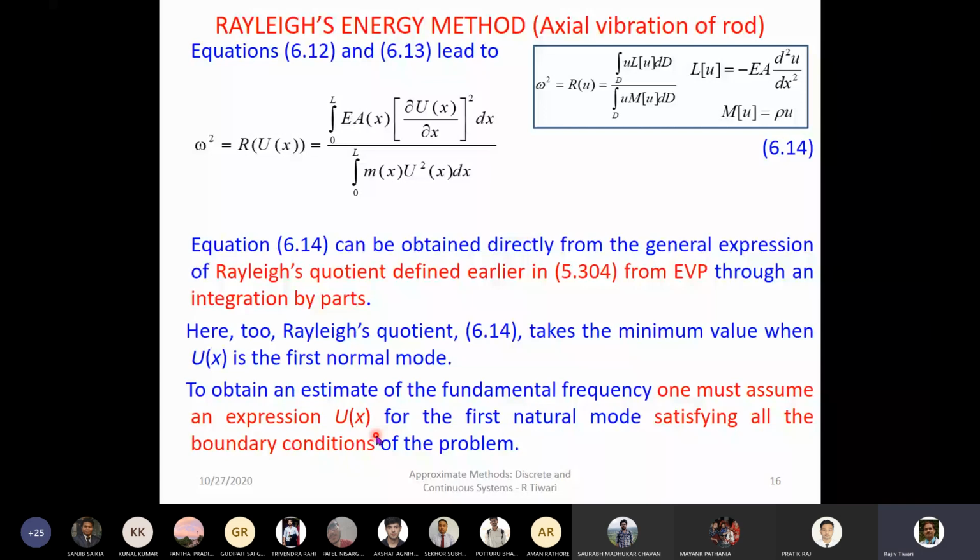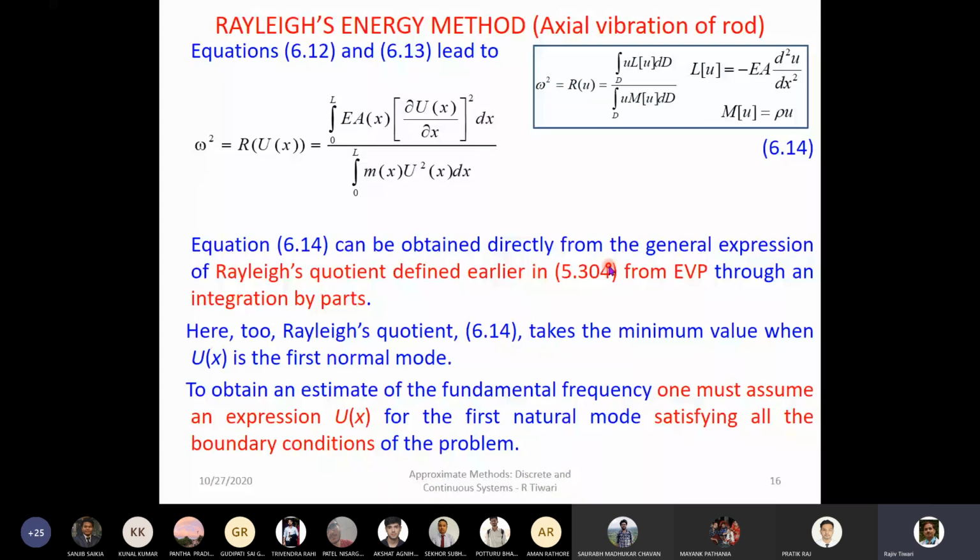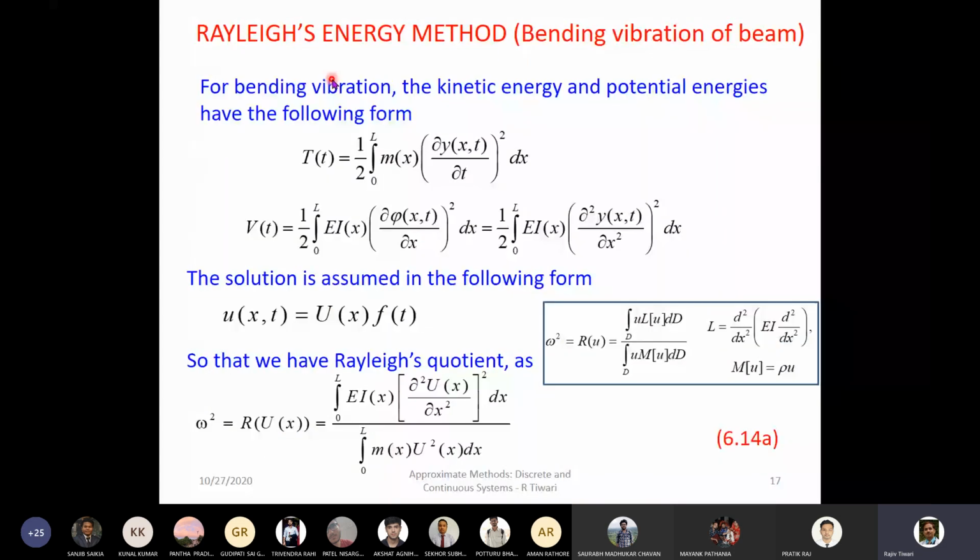Then I'm giving another derivation. We'll take some examples for this case, but before that, let us take the energy method if bending vibration is there. So we know for bending vibration, the kinetic energy expression is this. The potential energy expression is this, in which we have double derivatives with respect to y, and the square of that. So if we assume a similar form of solution, then this Rayleigh's quotient for the bending of a beam will reduce to this.